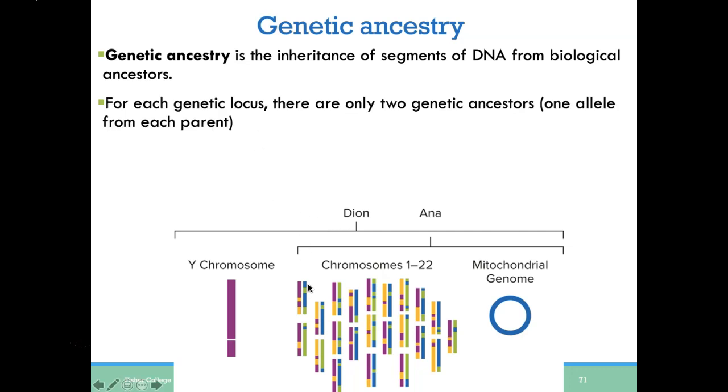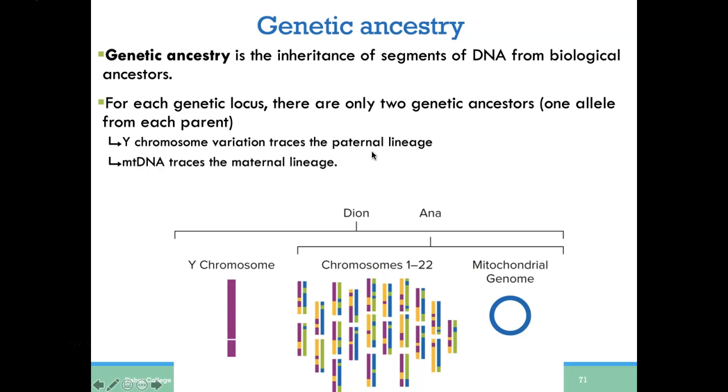And genetic ancestry, again, for Dion and Anna, they both have chromosomes 1 through 22 and the mitochondrial genome, but only Dion has the Y chromosome. And the Y chromosome is what traces the paternal lineage. And maternal DNA traces the maternal lineage. Mitochondrial DNA traces the maternal lineage.